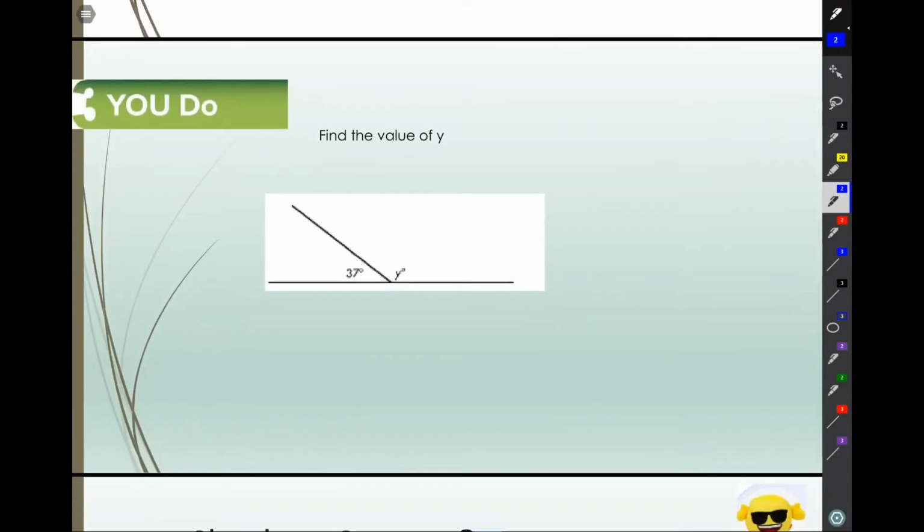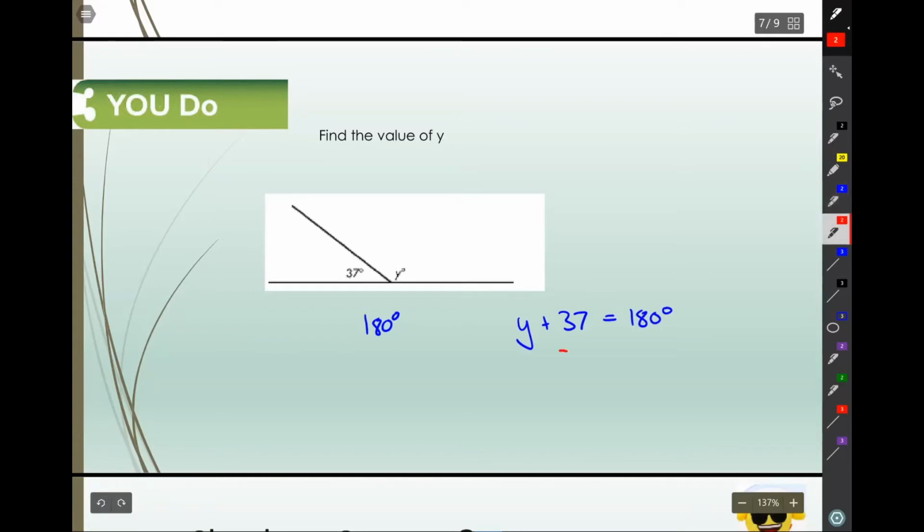Now with a straight line, remember the total value of a straight line is 180 degrees. I'm going to get you guys to pause the video and have a go at this one for yourself. And now hopefully you've attempted this question on your own. Y plus 37 should equal 180 degrees. So to get angle Y by itself, we need to subtract 37 from both sides, and we should be left with 143 degrees.